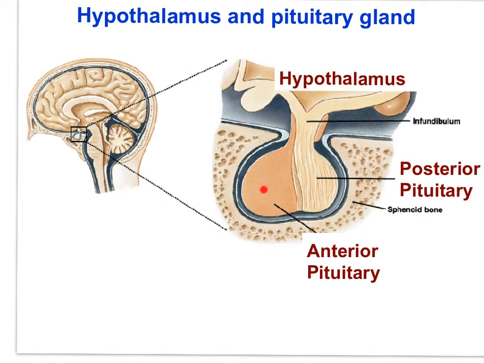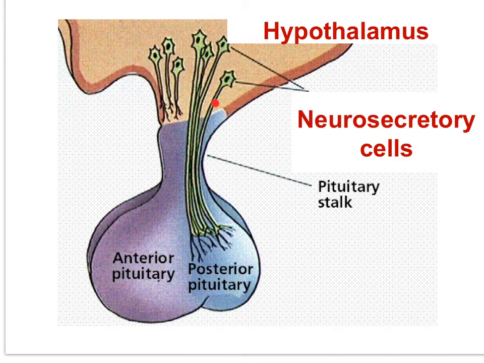The pituitary has an anterior lobe and a posterior lobe. The anterior lobe is true endocrine tissue, secreting hormones that it manufactures. The posterior lobe secretes hormones that are manufactured by the hypothalamus. In fact, cells from the hypothalamus stretch down into the posterior pituitary so that hormones are released from the posterior pituitary into the blood. These are called neurosecretory cells.